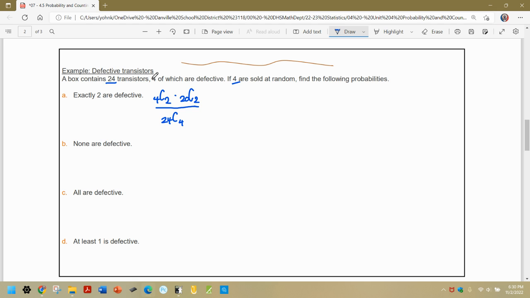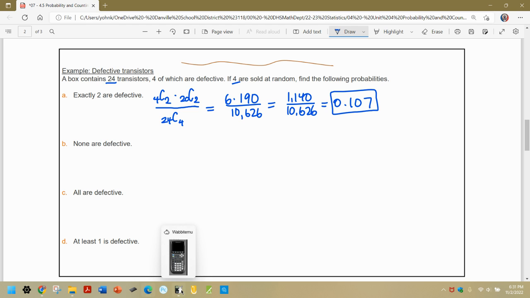So the left side is the defective ones, the right side is the non-defective ones, and on the bottom is the total. If I do this, I get 6 times 190 on the top, and 10,626 on the bottom. So the numerator is 1,140, the bottom is 10,626, and if we divide, we get 0.107. So if there are 24 transistors, 4 of them defective, and I stick my hand in a bag and grab 4, exactly 2 being defective will happen about 11% of the time.